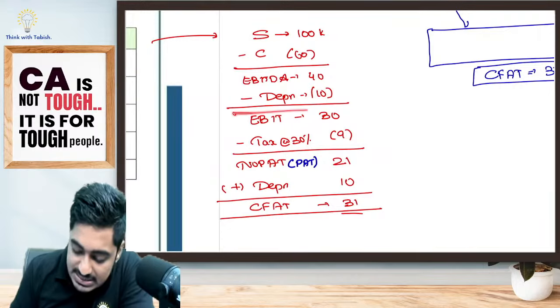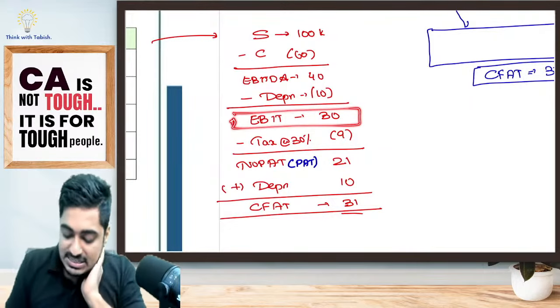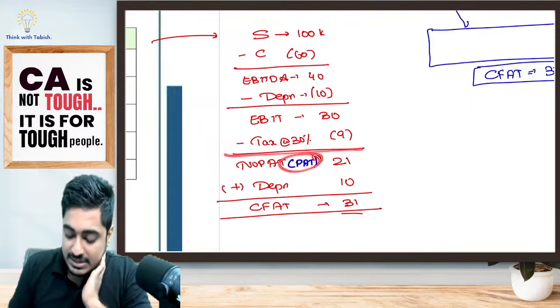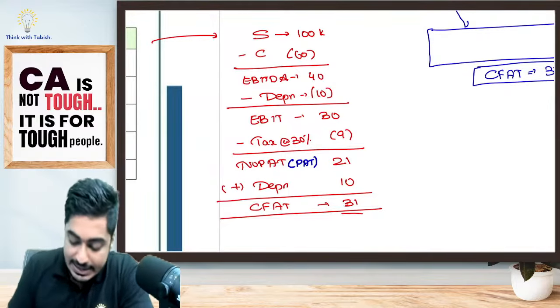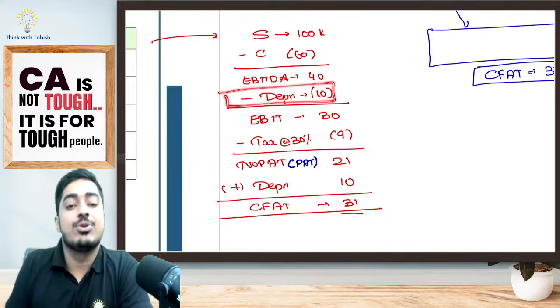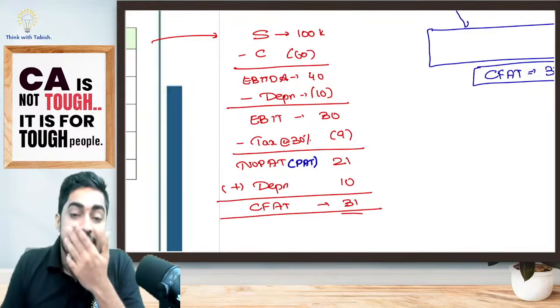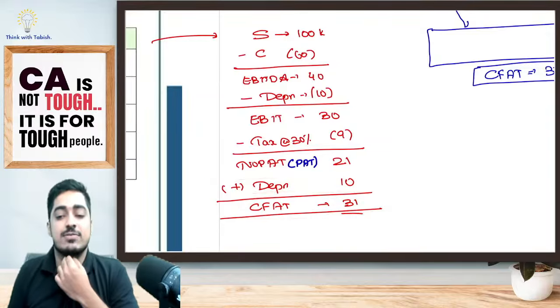But from this, I'm telling 30 rupees earnings is there. Government is asking tax. Imagine 30%, 9 rupees tax we have paid. That means I have a profit after tax, called PAT, which is 21. But in reality, this depreciation of 10 rupees I have not paid, students. I have just reduced it to consider my tax expenses. So I will add it back. I will get my cash flow after tax of 31.